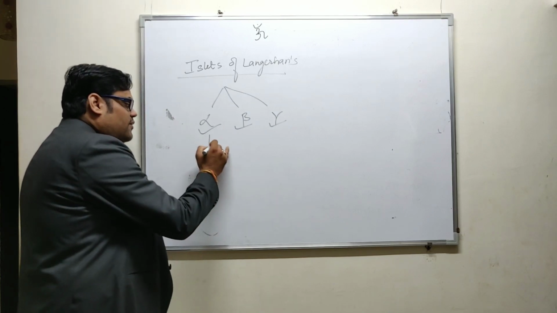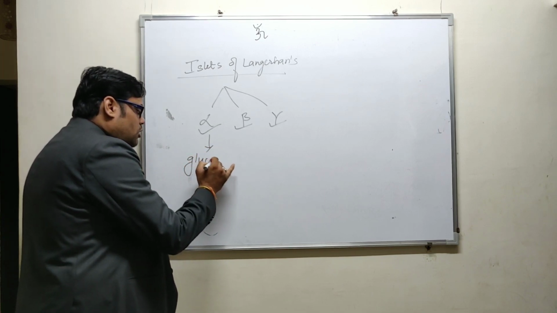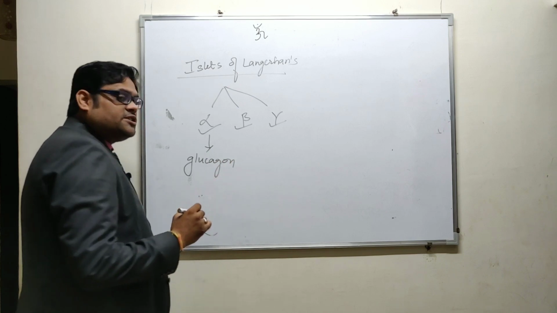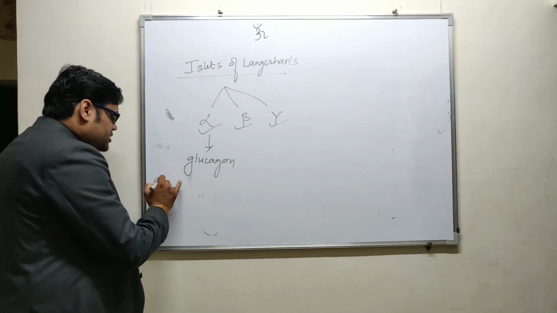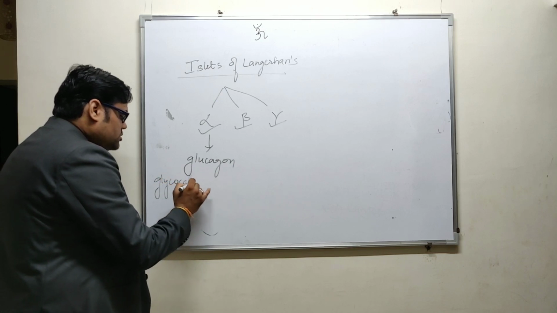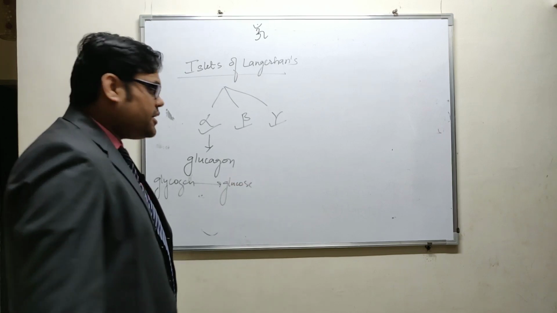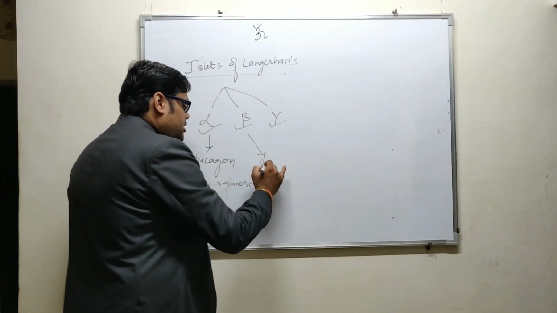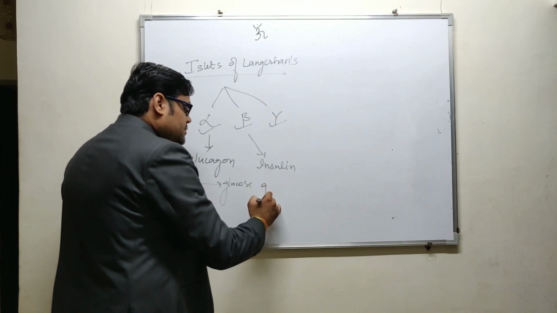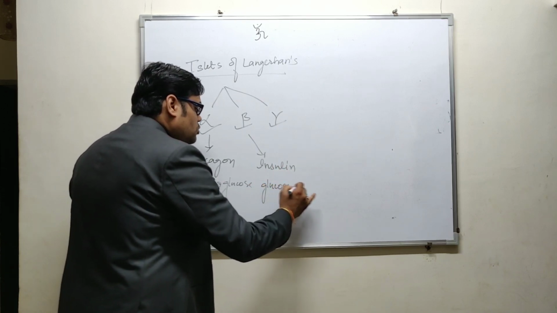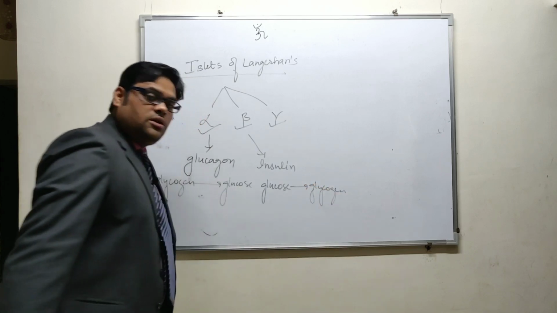For example, the alpha cells of the islets of Langerhans secrete what? Glucagon. Glucagon increases the blood sugar level. How? It converts glycogen into glucose. The beta cells secrete what? Insulin. What does insulin do? It decreases the blood sugar level. It converts the excessive glucose into glycogen.